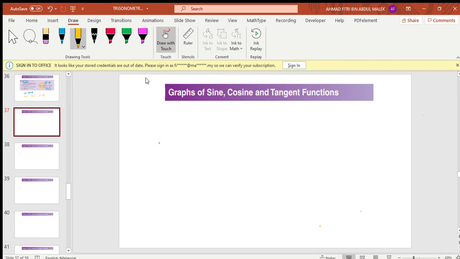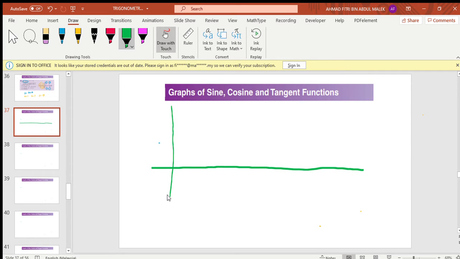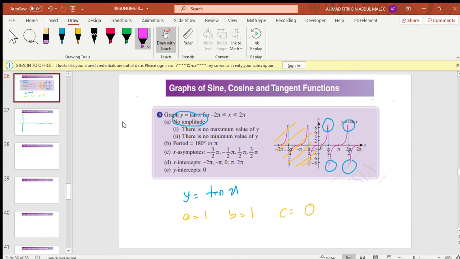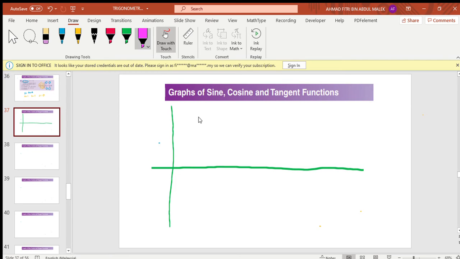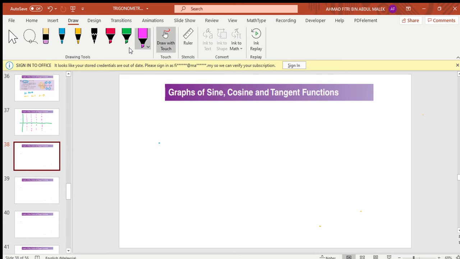Okay, I sketch the first graph for you. As I mentioned, we add the asymptote, sorry, where the asymptote lies. The asymptotes lie at 90 degrees, at 180 degrees, and we put the asymptotes at 270 and 360 degrees. Okay, why do we need an asymptote? Because of this, I will show you.